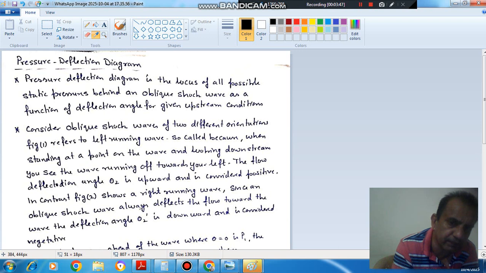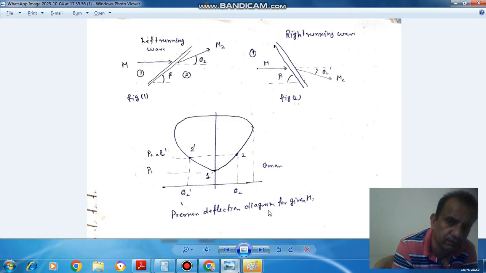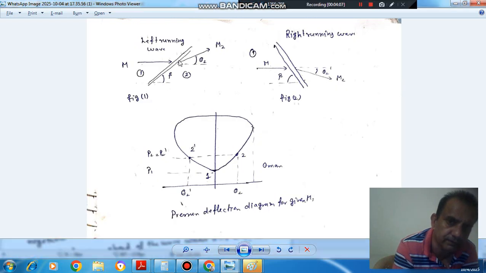Figure 2 shows the right running wave. Since an oblique shock wave always deflects the flow towards the wave, the deflection angle theta 2 dash is downward and considered negative. So here the shock wave is like this, and the flow will be deflected towards the wave. Looking from here it is right, and the other is left. That's why it is called left running wave.